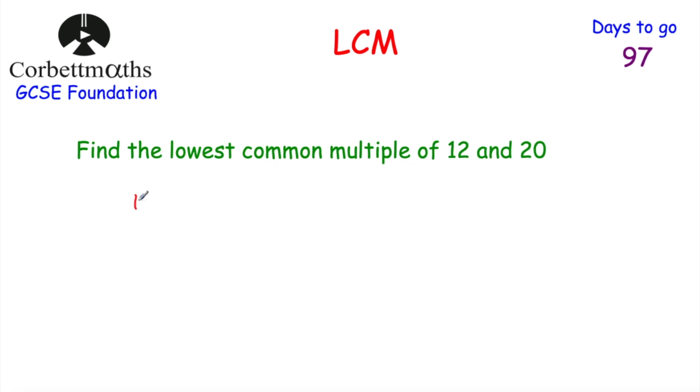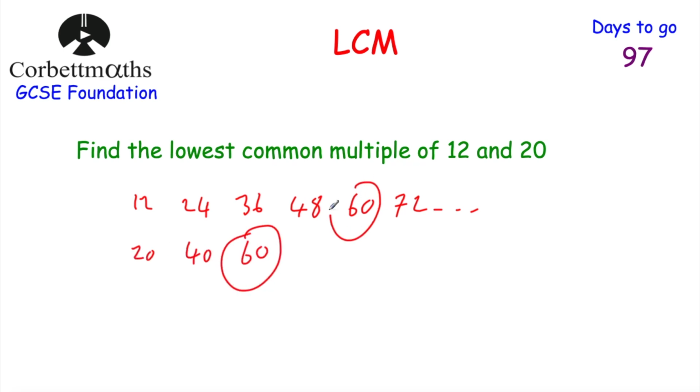So the multiples of 12 would be 12, 24, 36, 48, 60, 72, and so on. And then the multiples of 20 would be 20, 40, 60. And as you can see, 60 is in both of the lists. So the lowest common multiple, the LCM, is equal to 60. And that's it. So the lowest common multiple of 12 and 20 would be 60.